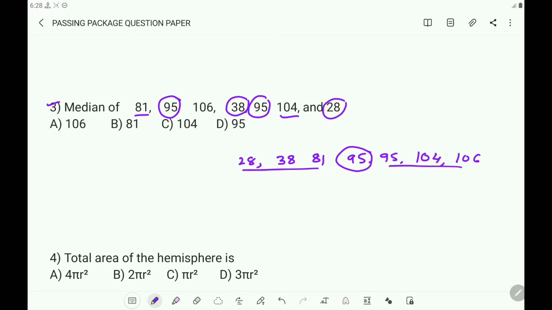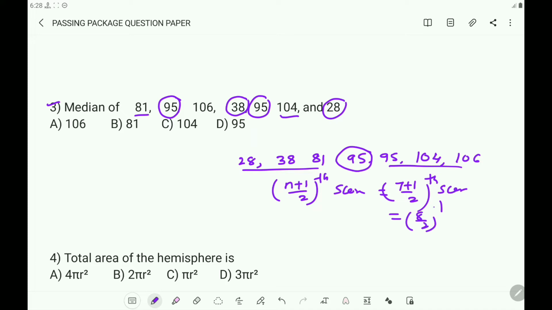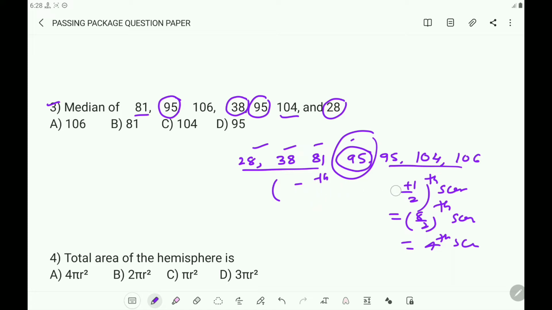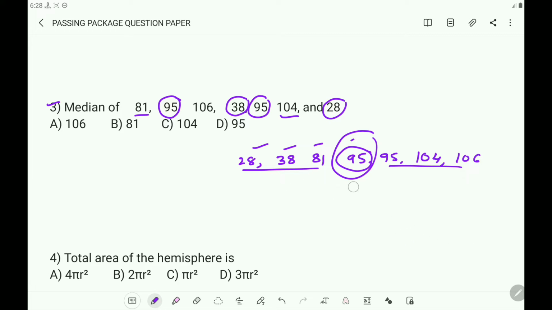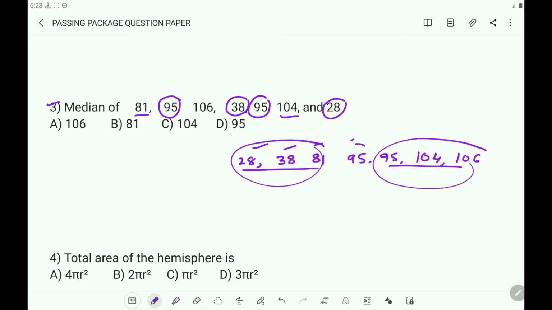And also there is a formula. (n plus 1) by 2th score. That is n is 7. 7 plus 1 by 2th score. That is 8 by 2th score. That equals the fourth score. That also you can find out. 1, 2, 3, 4. Fourth score is 95. Otherwise, here if there are odd number of scores, you can find the middle one easily. So here 7 scores are there. Here 3. Here 3. So which comes in the middle? 95. So which is the median?